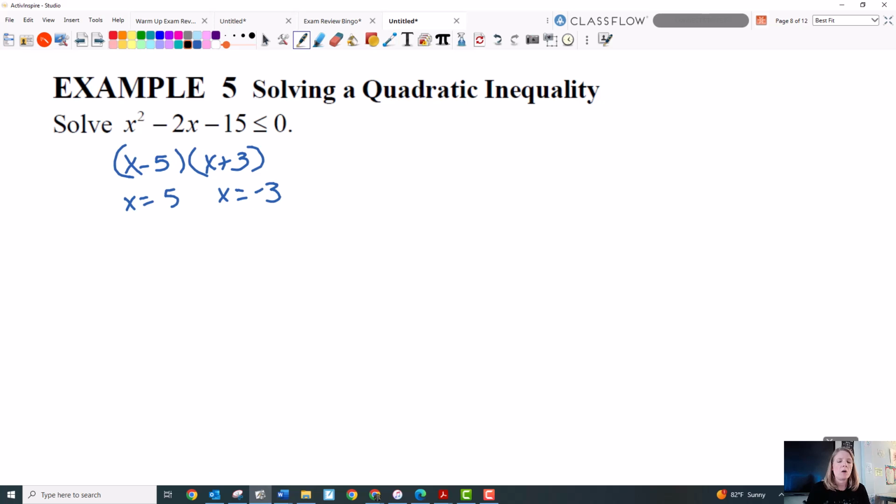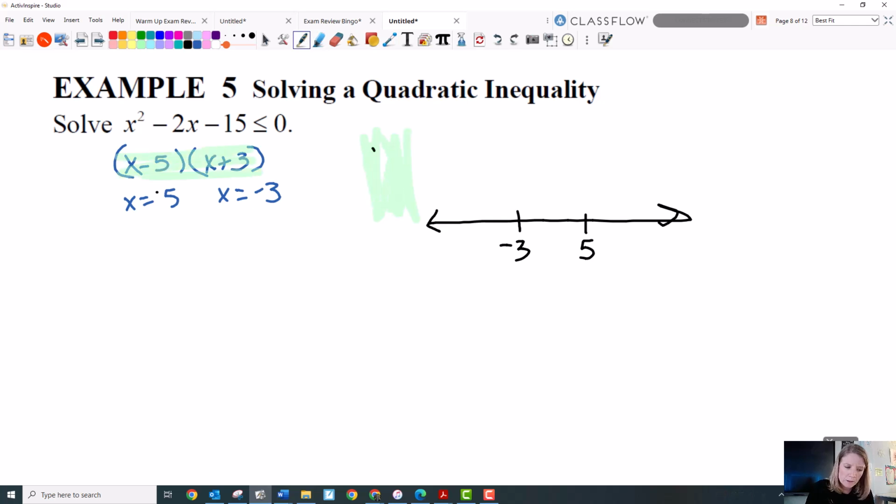And we're going to do something called a sign chart. So I'm going to put my two values on a number line. I've got 5 and negative 3. So negative 3 would come first, then 5. And then I put my factors down the side. So x minus 5, x plus 3.